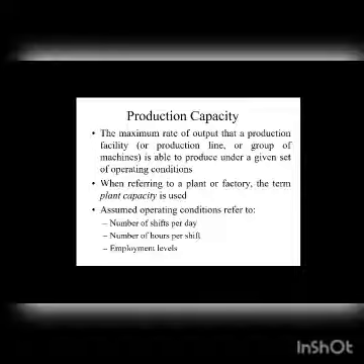Next, the measure is production capacity, the maximum rate of output that a production facility is able to produce under a given set of operations. So in a set of conditions, how much quantity can the plant produce? It is also called plant capacity when it refers to a factory. Assumed operating conditions, I said under a set of operating conditions. What are the operating conditions? That is the number of shifts per day, number of hours per shift and the employment levels.